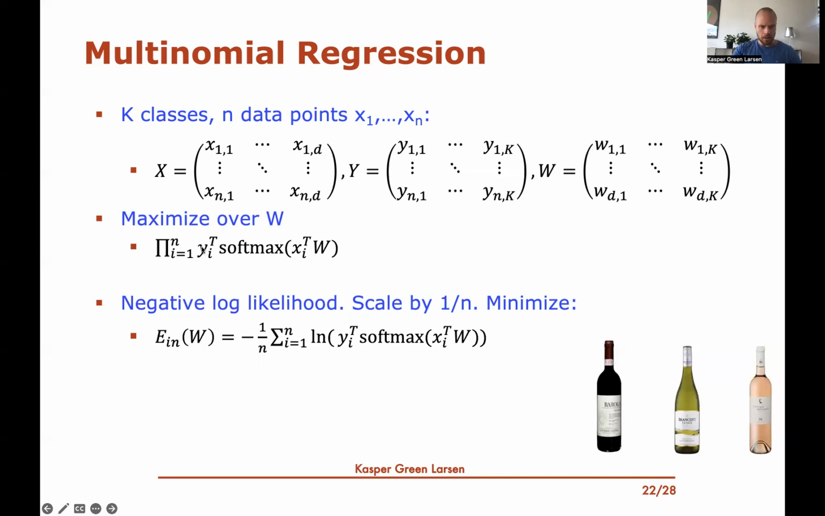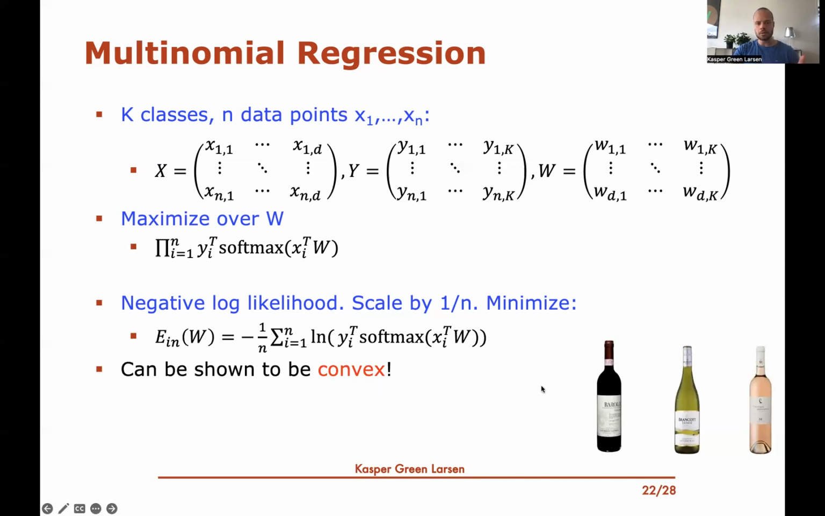So I'm just going to apply minus log to this whole expression here. The product turns into a sum. We have the minus outside, and then inside here we just have the log of the inner product between yi and the softmax function on xi transpose w. Right, so that's the in-sample error that we're going to minimize, because this will maximize the likelihood of seeing the training data labels.